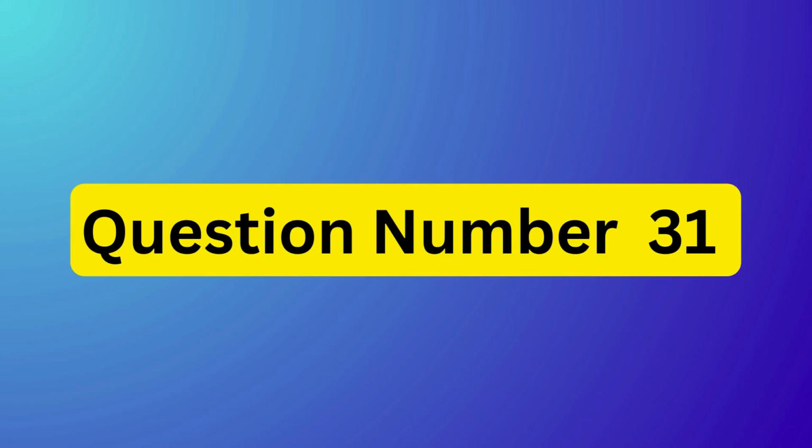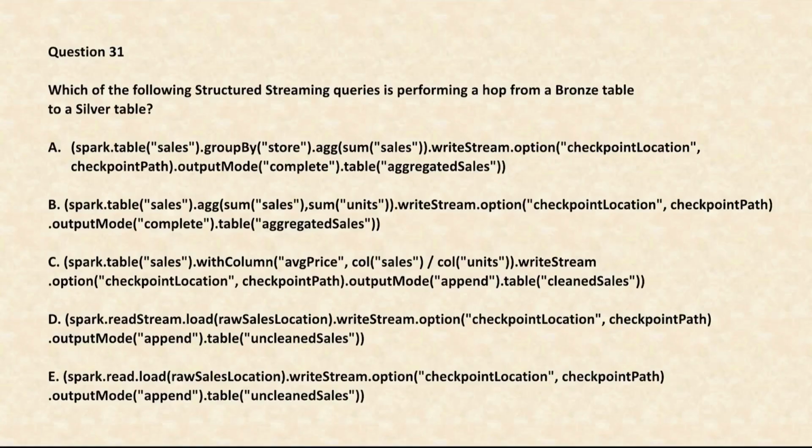Let's move on to the next question. Here we have the same kind of question. It has a structured streaming query performing a hop from a bronze table to a silver table. Which answer will be correct? Just think about it for a second, you will be able to answer this question on your own. It's from bronze to silver, and what exactly is silver? It's basically the cleaned data. Here, the table name is aggregate sales, so we can rule this out, since we are not doing any aggregation to get the silver table. So this is not correct. Same thing with this aggregated one, this is not correct.